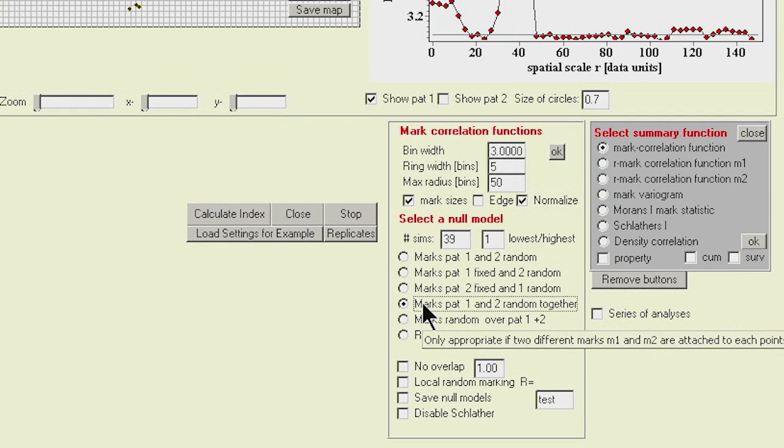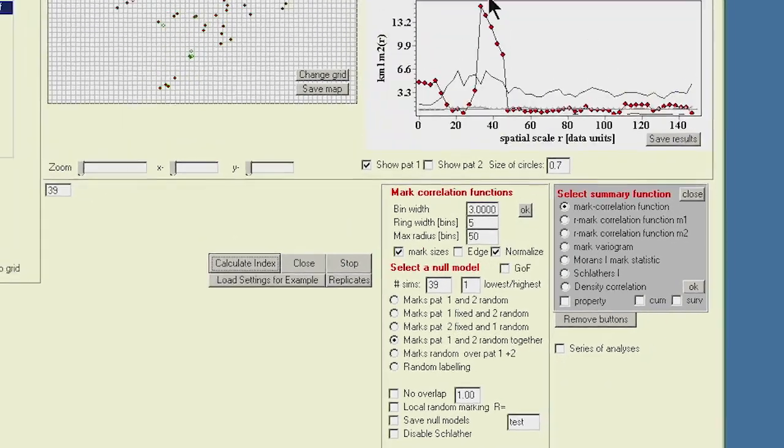that we randomize them together. So that means each package of seeds of species 1 together with seeds of species 2 are kept together but then are randomized, or shuffled, over the points. So this is the very specific null model we use here. Yeah, and then we run the null model.